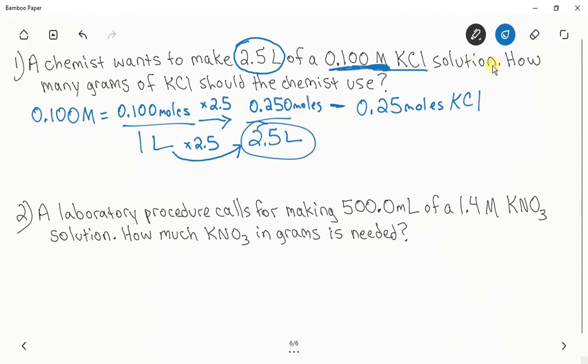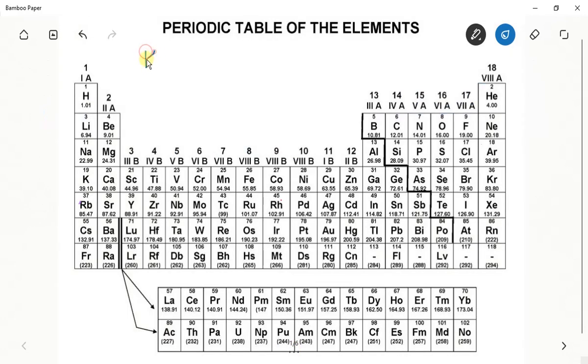But that's not what the question's asking. The question's asking how many grams. So now we need to find out how many grams in KCl are in a mole, so we can find out how many grams are in our 0.25 moles that we figured out. So for that, we go to the periodic table, and we need to find out KCl, how many grams is in a mole of KCl.